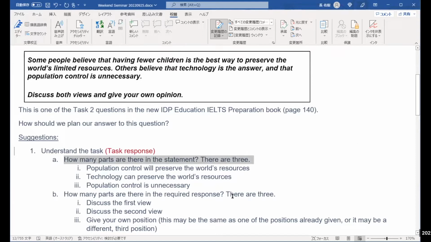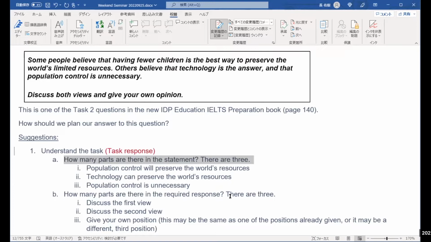First part is population control will preserve the world's resources. The second one, technology can preserve the world's resources. And this other point, which is important, population control is unnecessary. Now, that's an important element in the statement.